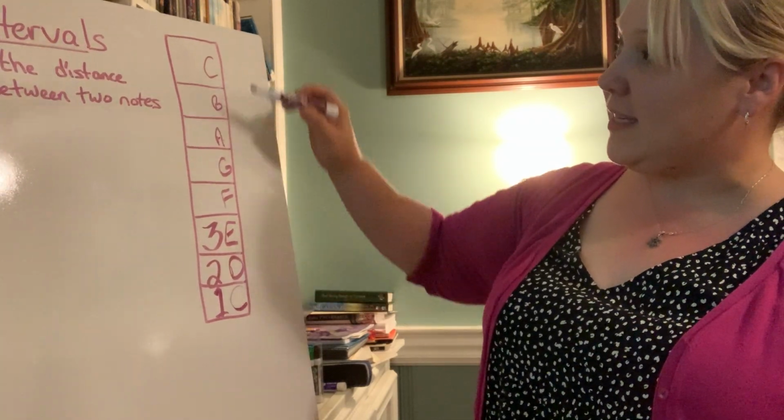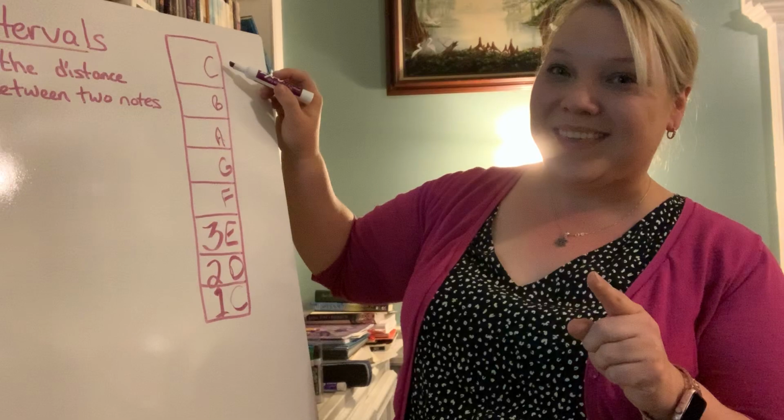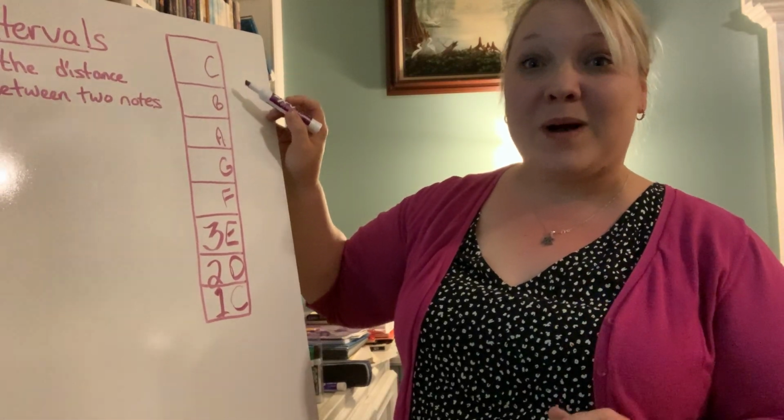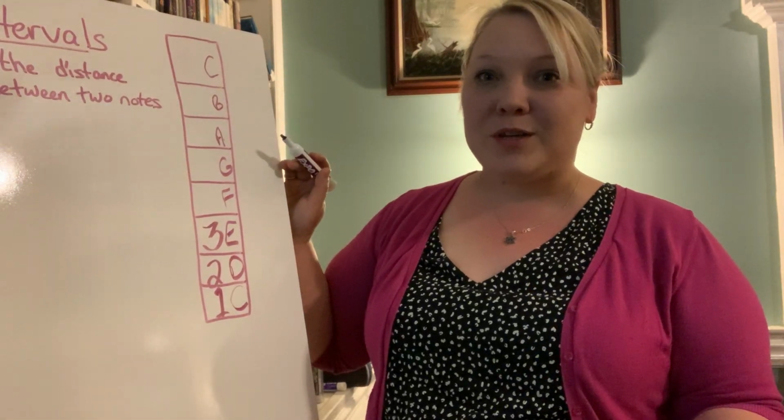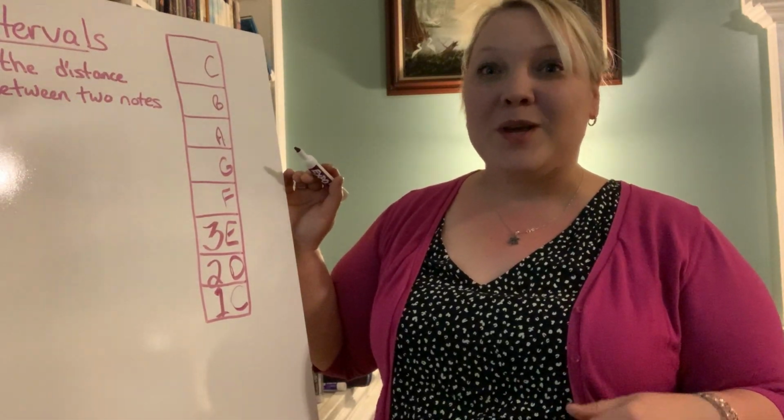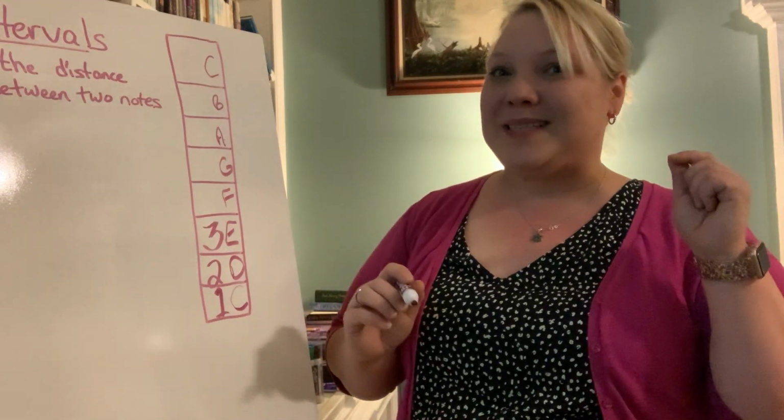a 7th, and C to C would not be called an 8th. It would be called an octave. The reason why is because it's perfect. C and C, they're the same notes. Remember those metal bars we talked about on the video? Those metal bars are these same notes.